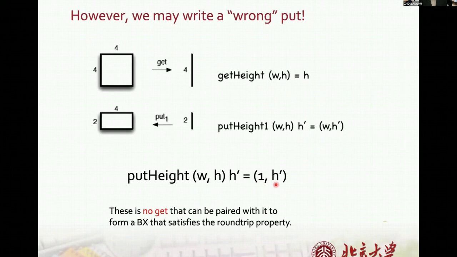You can see if initially the width is 2 and the height does not change, if you use this putback, you will change the width from 2 to 1. Even if you don't change anything over the view, you will change the source. So this means the get-put property will not be satisfied. In other words, for this put, you cannot derive a get that can be paired with this put to form a well-behaved bidirectional transformation.